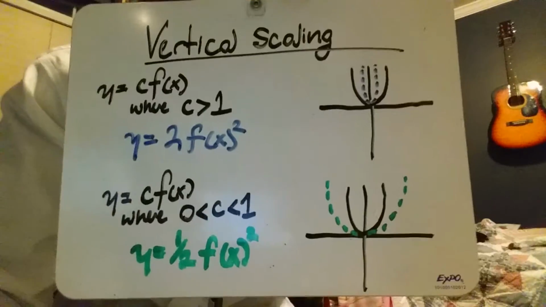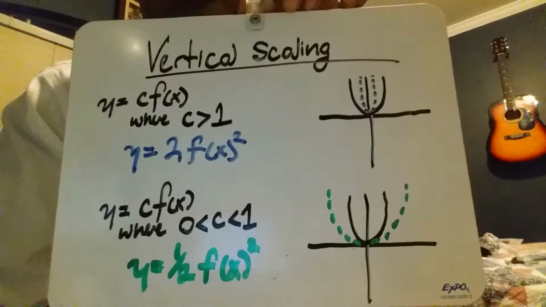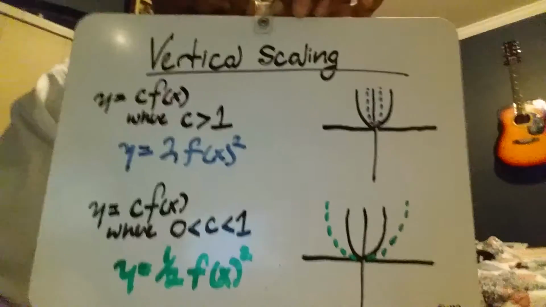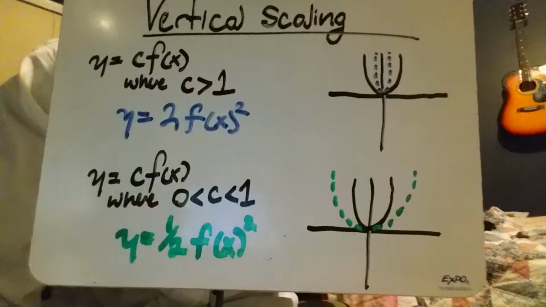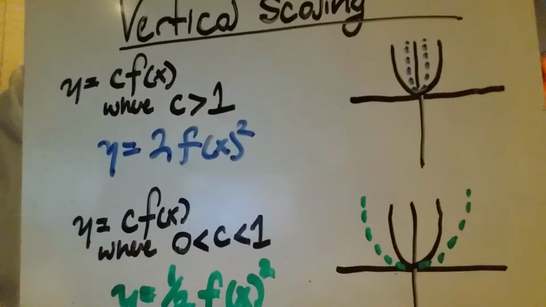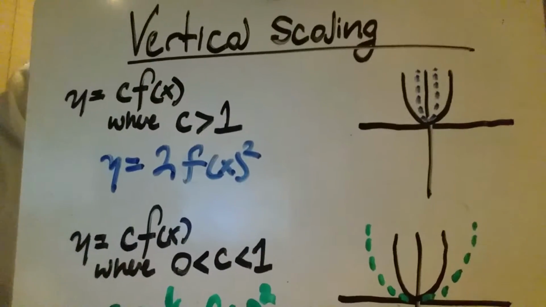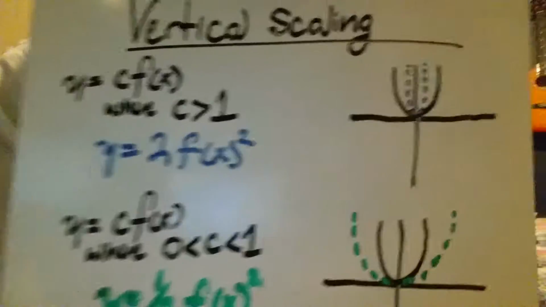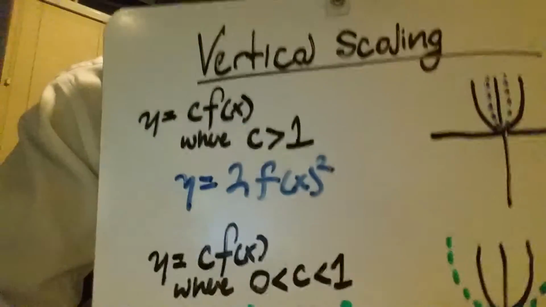Okay, so now we're going to talk about vertical scaling. Here you're going to see it somewhat is the reverse of horizontal scaling. So here you see our main difference is that our c actually lies outside of the equation completely, and it's actually timesing itself by the entire equation that you have. So once again, we're using x squared as our base equation.